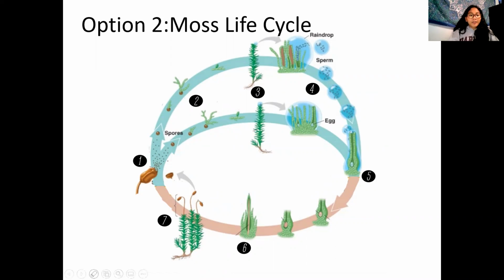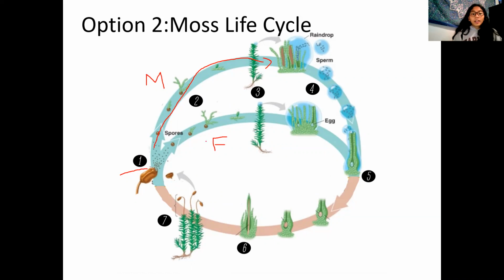So starting from number one, the spores are being dispersed right over here from the peristome, which is at the tip of the capsule of a mature sporophyte. And these spores can go through two different life cycles, one being the male gametophyte and another one being the female gametophyte. So in this male gametophyte, it'll grow into an antheridium, and through mitosis, the antheridium can produce sperm.